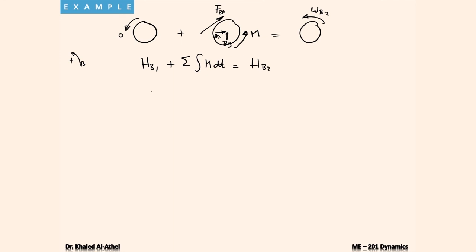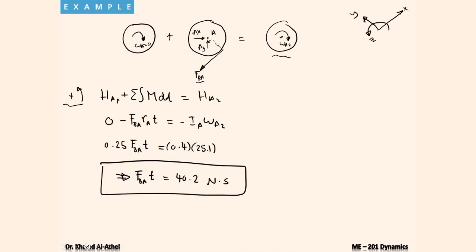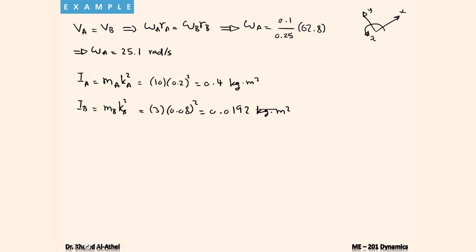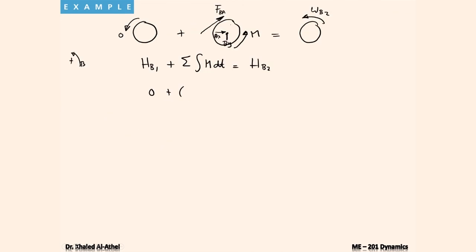So what do I have? I have 0. And then let's look at the moment. It's counterclockwise, so it's positive. And the moment was given as 40.2, so it's plus. Sorry, the moment was not 40.2. The moment was equal to 6 Newton meter. Okay. So I'm going to say plus 6 Newton meter times the time t, which is unknown.